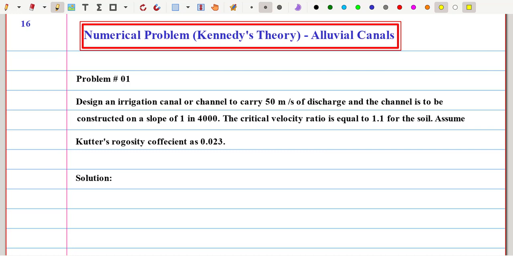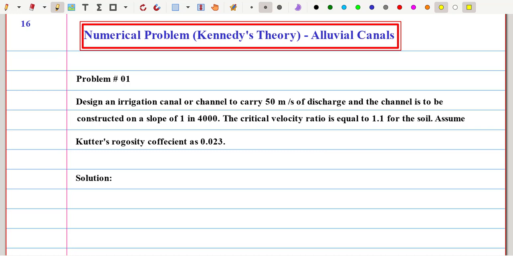So equation 3 will become, what was equation 3? V is equal to C under root RS. We got the value of C. What is C? 49.373, under the root of the value of R, the hydraulic radius, which we got as 2.022, multiplied by the slope given to us, which is 1 divided by 4000. Just put the values in the calculator and solve it, and you will get the value of V, which is the actual velocity or mean velocity, and the value you will get is 1.110 meters per second.